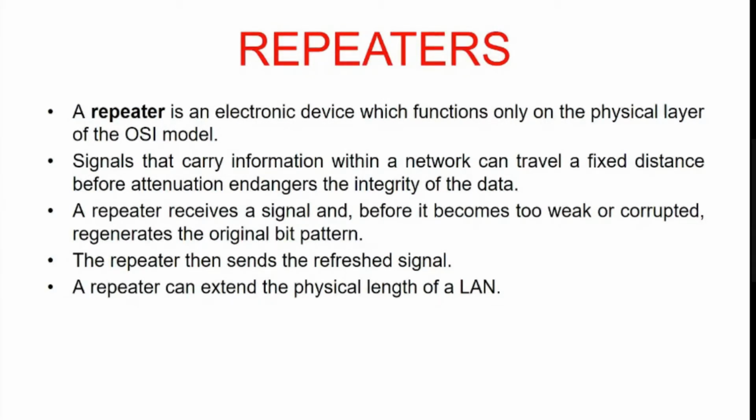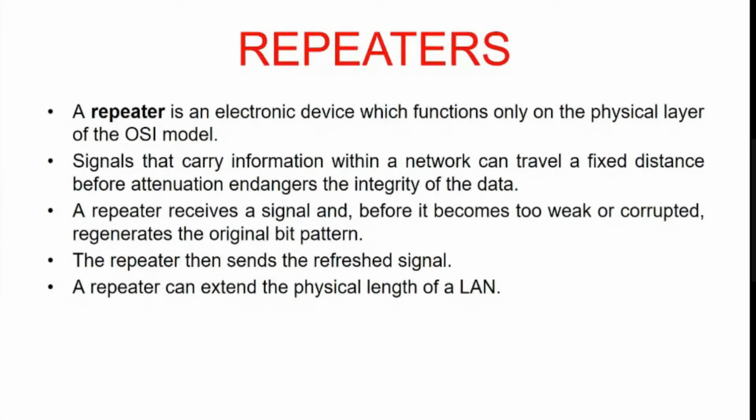So again, a repeater receives a signal from the source, and before it becomes too weak or corrupted, which is very important, it regenerates the original bit pattern. The repeater then sends the refreshed signal to the destination.